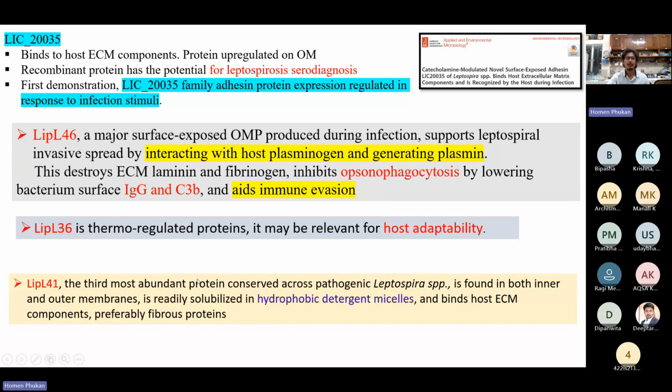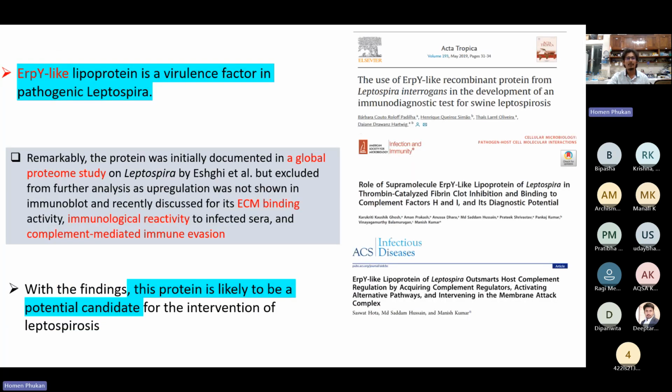Another important protein is Lepel 36. It is a thermoregulated protein, and it is relevant for host adaptability. And Lepel 41 is one of the third most abundant outer membrane proteins, and it is conserved in pathogenic Leptospira species. It is readily solubilized in hydrophobic detergent micelles, and it can bind host extracellular matrix components, preferably fibrous proteins. Another important protein is the ERP-like lipoproteins. It is one of the potential virulence factors of Leptospira.